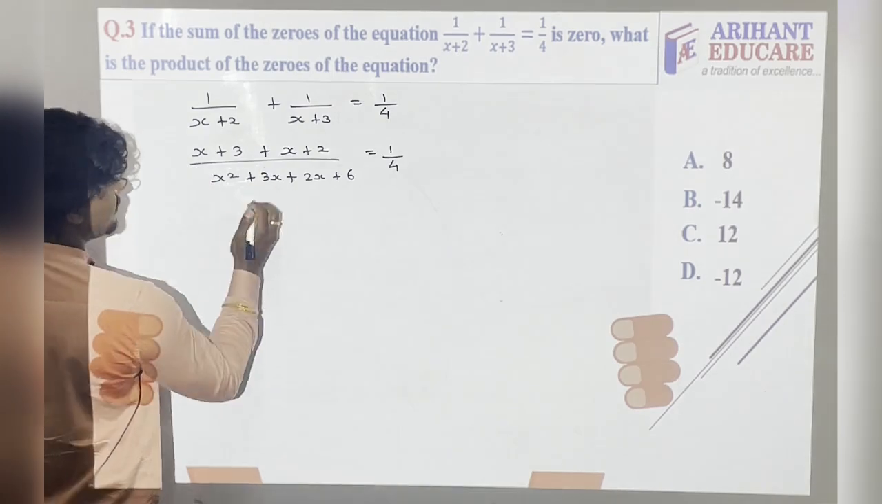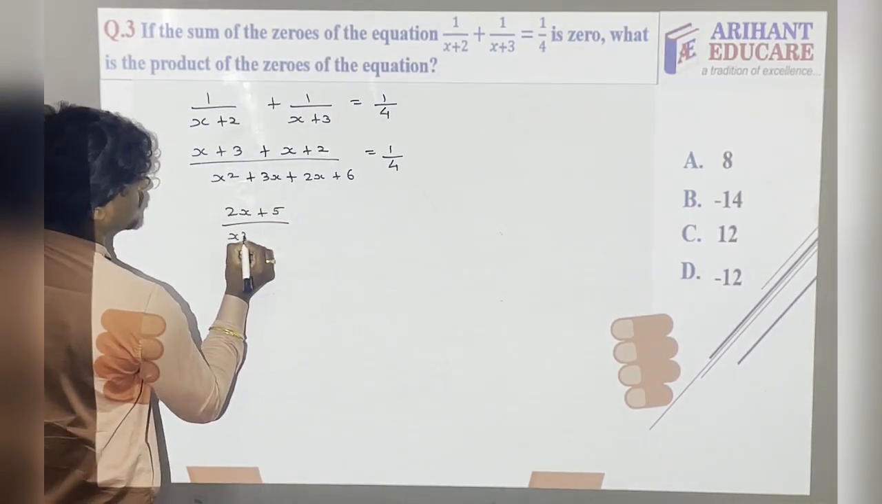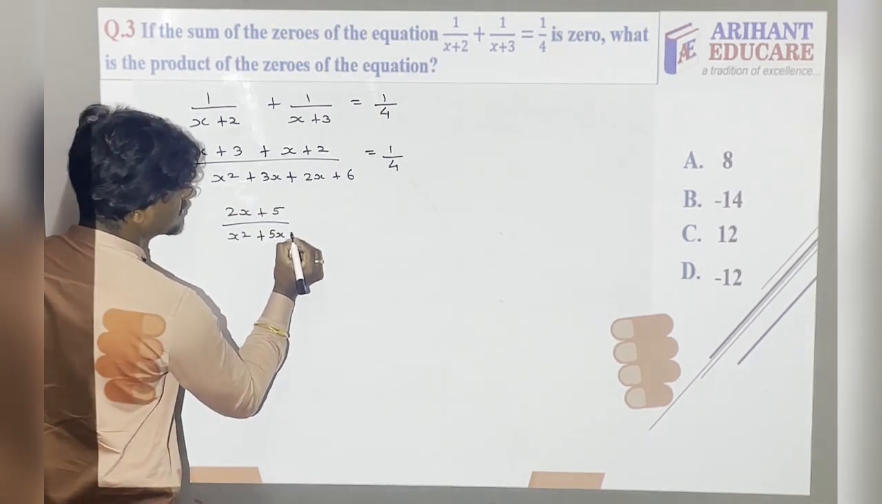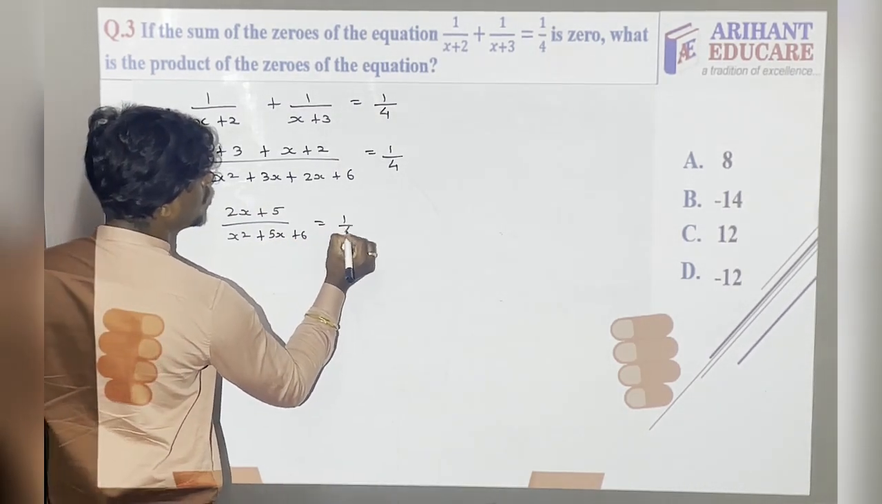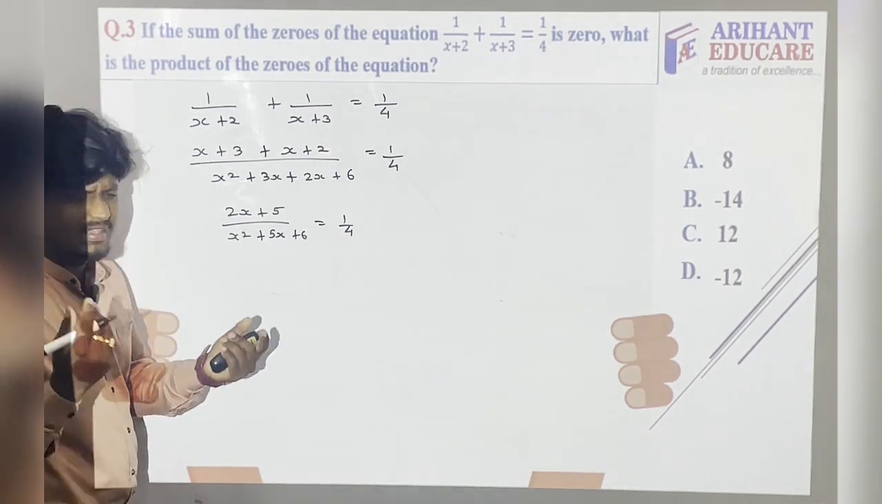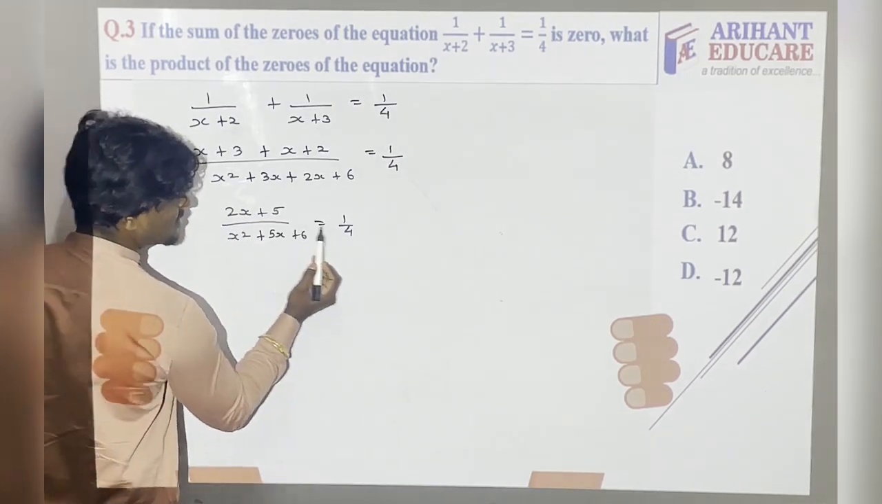Now, x plus x is 2x. 3 plus 2 is 5 upon x square as it is, combining the like terms, guys. 3x plus 2x will give you 5x plus 6 is equal to 1 upon 4. Now what do we do? Basic linear or quadratic equation in one variable types, we do cross multiplication. Cross multiplication means 2x plus 5 gets multiplied with 4.